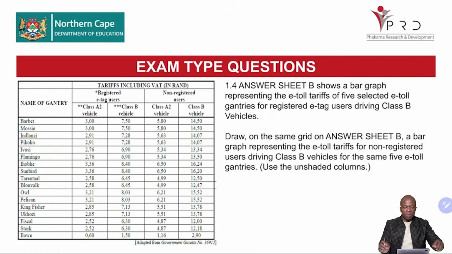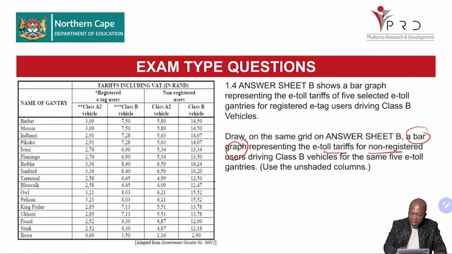Okay, so let's look now at 1.4. They give us an answer sheet or a graph paper, and they want us to represent, drawing what? A bar graph for e-toll tariffs for non-registered users. Every time you see what I am showing you now, you realize that I'm highlighting what the examiner wants. They want non-registered, they must be driving Class B, and we should draw a bar graph.